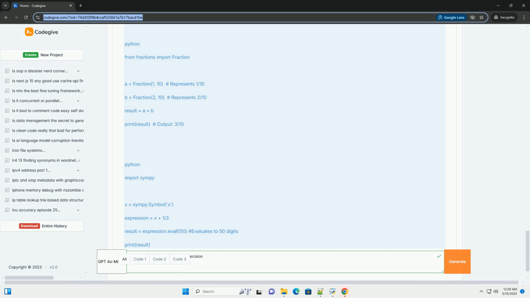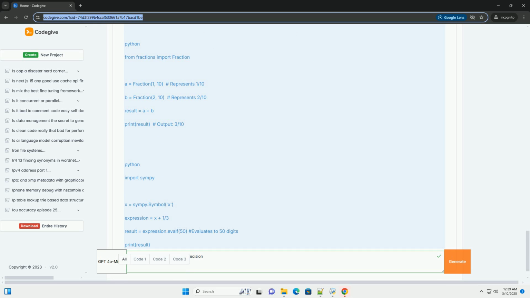Cumulative errors: in iterative calculations or simulations, small errors can accumulate over time, leading to significant deviations from the expected results. Unexpected behavior in financial calculations: financial applications often require precise calculations. Even small rounding errors can lead to significant monetary discrepancies. Bugs in scientific simulations: simulations that rely on accurate floating point computations can produce incorrect or misleading results.